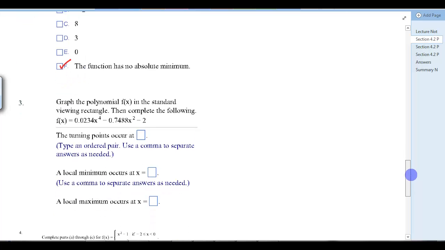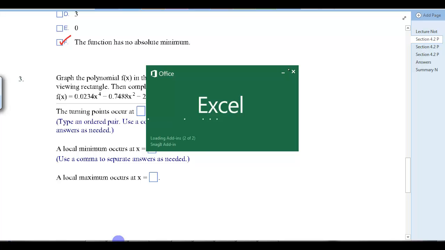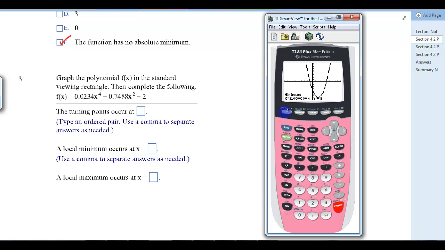All right, number 3. Let's give ourselves a little room here. Graph the polynomial in the standard viewing window. So let's go in here and graph this function. Clear what's in there. 0.0234 x to the 4th, minus 0.7488 x squared minus 2. All right, so let's graph that.